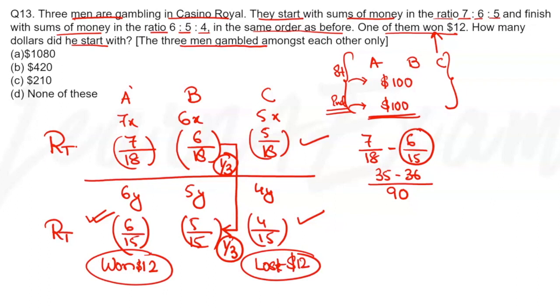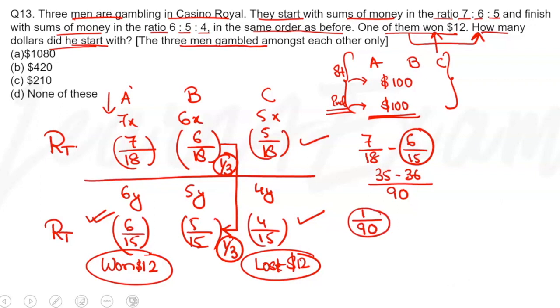What do we need to find out? We need to find out how many dollars he started with. So I need to find out how many dollars A started with, because we are talking about this person who won $12. Right? So 1 by 90 of the entire amount is given as $12 essentially.